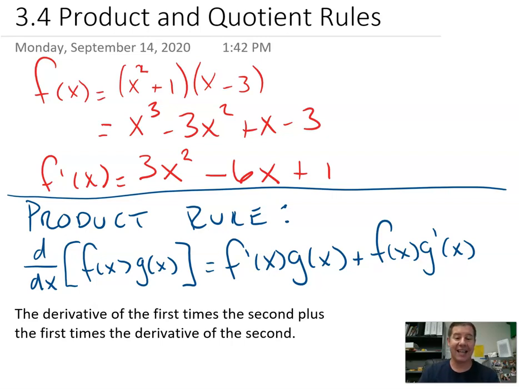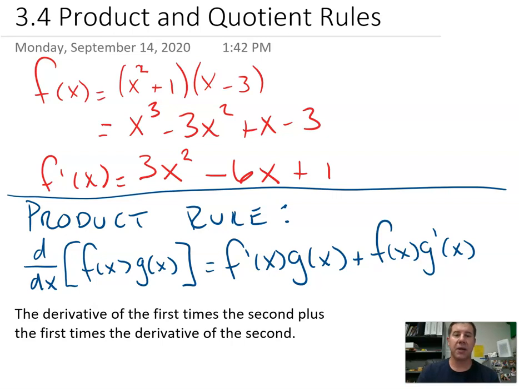And again, that's why I took time to type this out for you. I say that every time I take the derivative using the product rule: the derivative of the first times the second plus the first times the derivative of the second. Every time you take the derivative, you're going to want that little saying in your head when you use the product rule. The derivative of the first times the second plus the first times the derivative of the second.